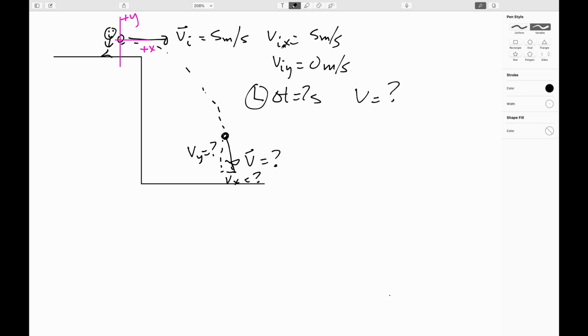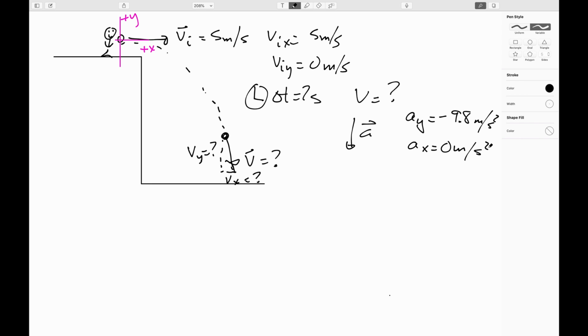We're given V initial, we're given 2 seconds. We need at least one more piece of information. Oh yeah, right, we're on the Earth. So we know that the acceleration is going to be straight downward. So we can write that a sub y is minus 9.8 meters per second squared, and a sub x is equal to 0 meters per second squared.